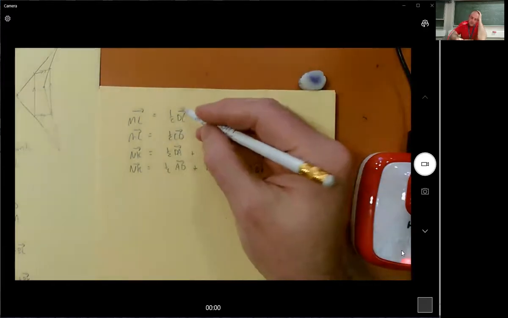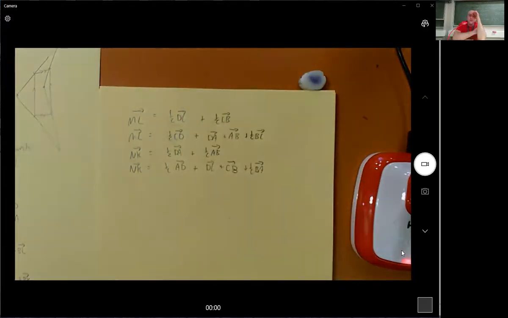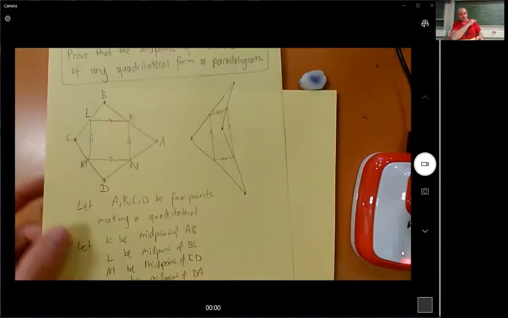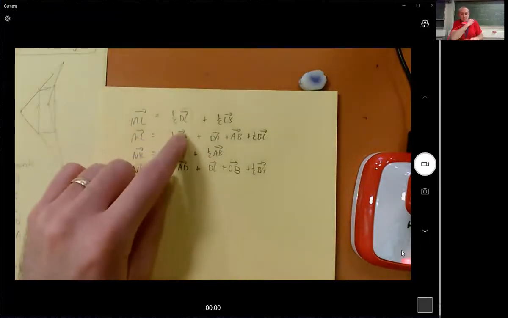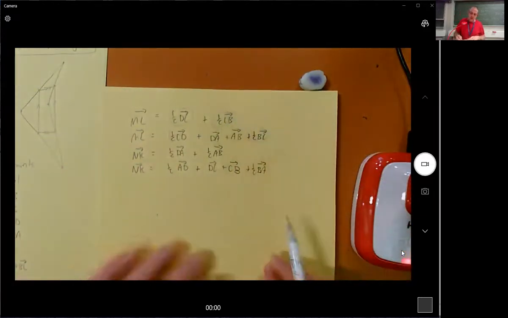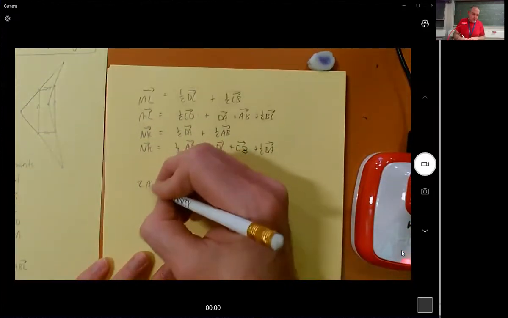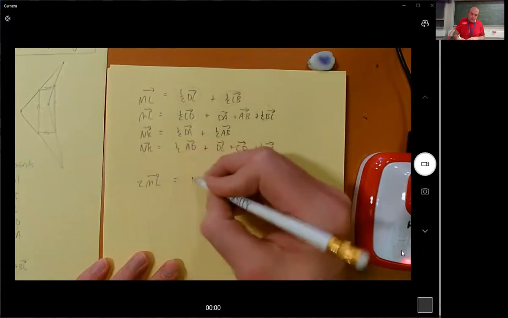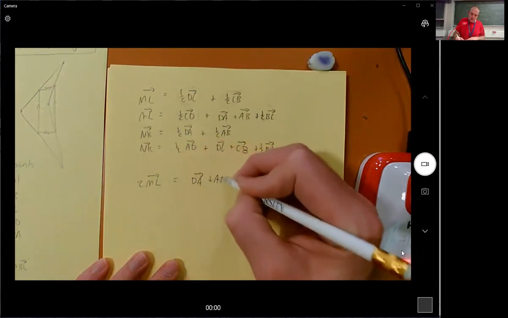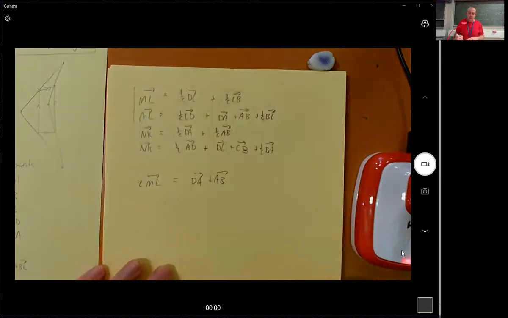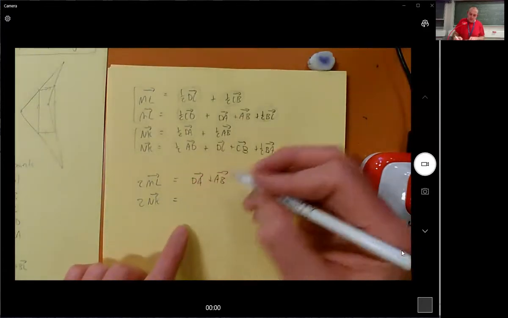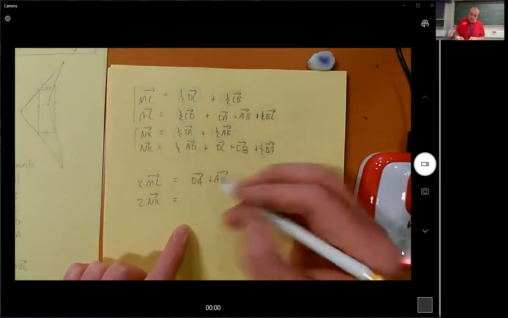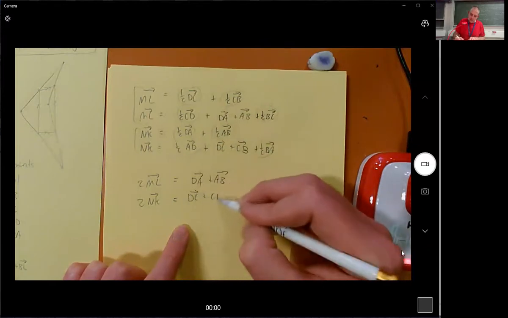I do know that like this half of DC and half of CD, they're in opposite directions to each other. And they're the same length because DC and CD are the same thing, right? So they're the same length and they're opposite directions. So if I added them together, I'd get 0, and the same thing happens here. Okay, so 2 lots of ML is DA plus AB from these two equations here. And 2 lots of NK is, by the same reasoning, DC plus CB.